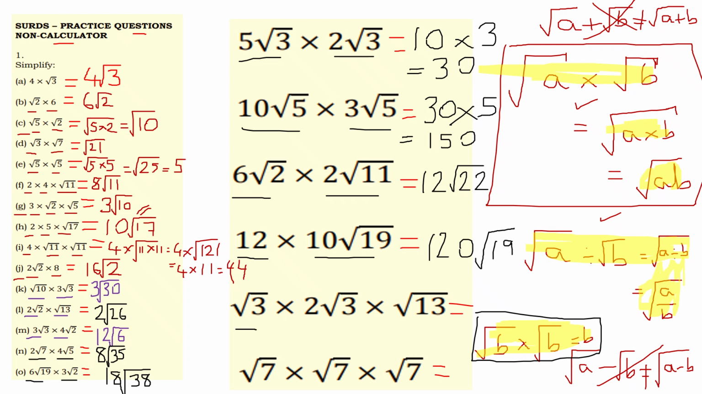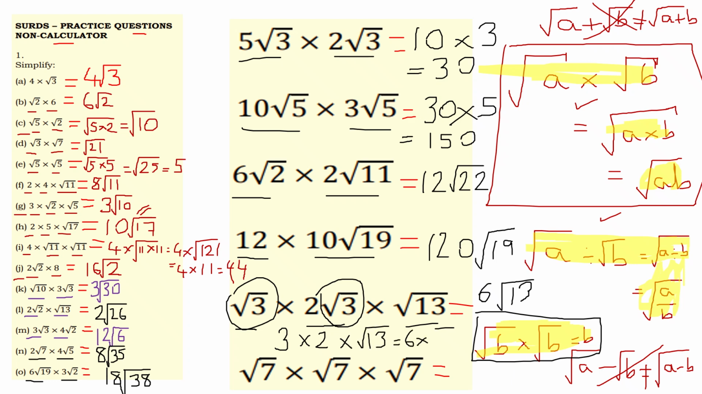Final 2 now, final push. Root 3 times 2 root 3 times root 13. Well, let's just work out this bit first. Root 3 times root 3 is root 9, which is just 3. 3 times 2 is 6. So we have 6 lots of root 13. Remember to use your rule here: root b times root b is just b. So root 3 times root 3 is 3. Then we multiply that by 2, and then we multiply that by root 13, or square root of 13, to get 6 lots of root 13, without the times sign.